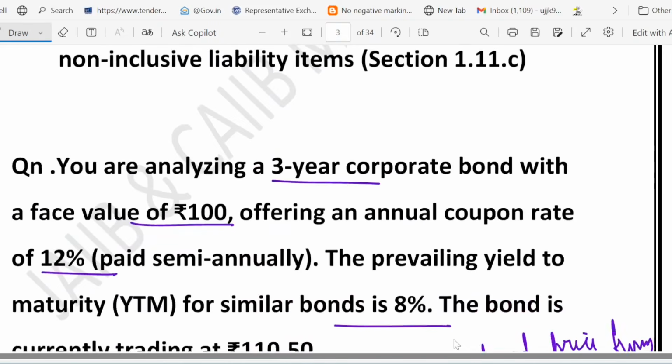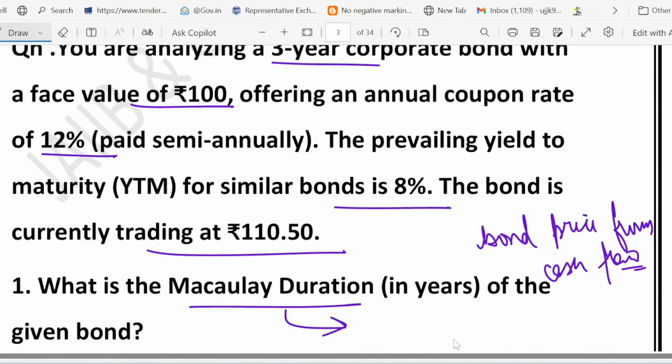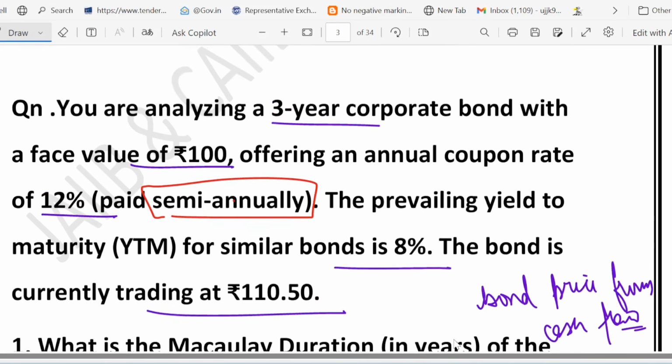Now, as you can see here, this particular bond is paid semi-annually. You can see this word written here, semi-annually. What is the meaning of semi-annually? You know it very well: twice a year. Since this bond pays a semi-annual coupon, that means 2 payments per year for 3 years. So how many periods will there be? In every year 2 periods, and the total is 3 years, so it will be 6 periods in total.